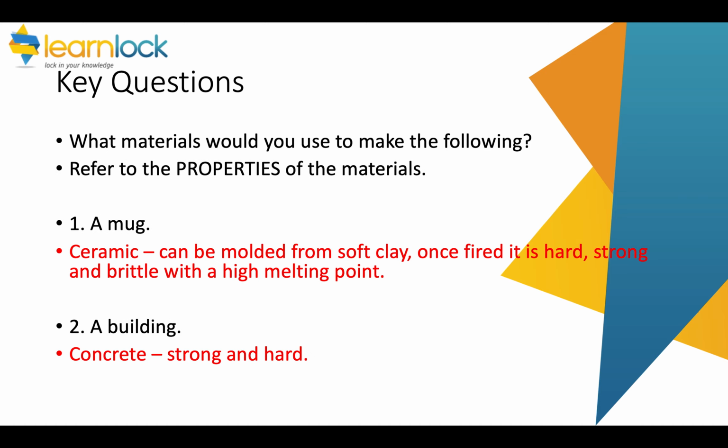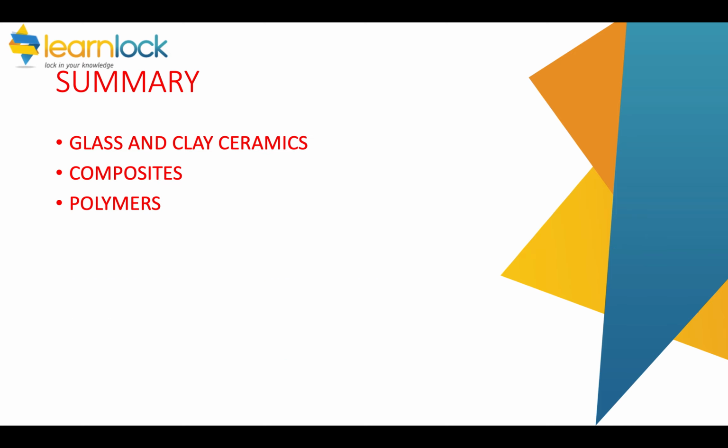So you need to be able to relate materials to their properties. So you could get asked about any material and why it's chosen for this and talk about its properties. So for a mug, it's made out of ceramics because it can be moulded from soft clay, and once it's fired, it's hard and strong with a high melting point. Buildings are made out of things like concrete because it's strong and hard. Remember to mention the properties of the material.